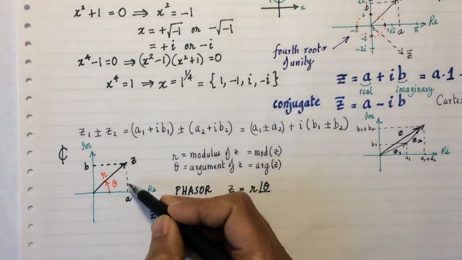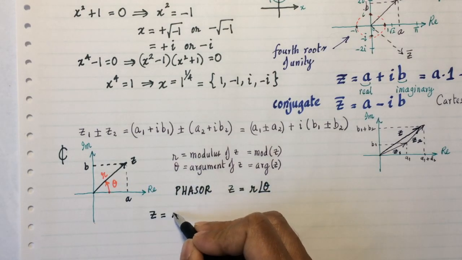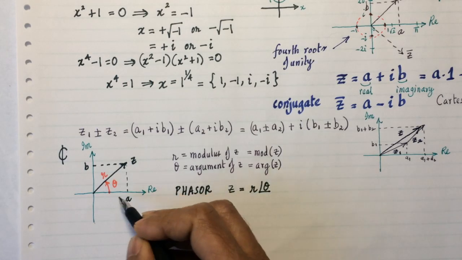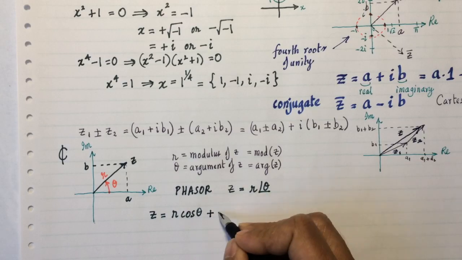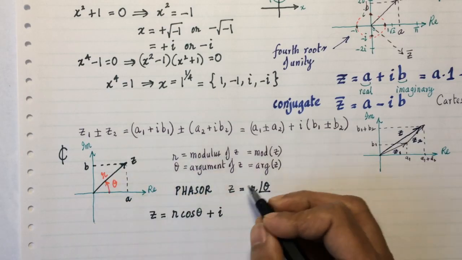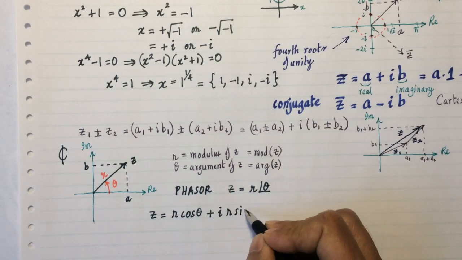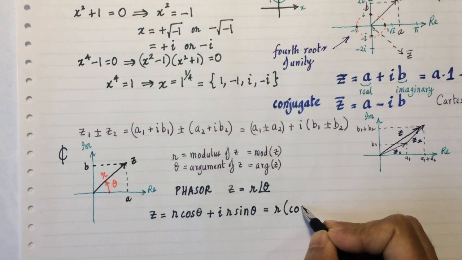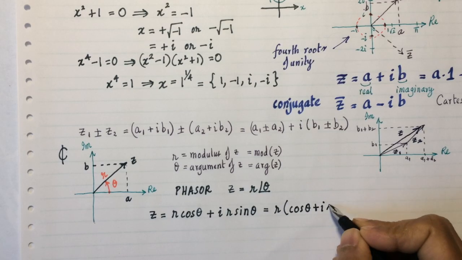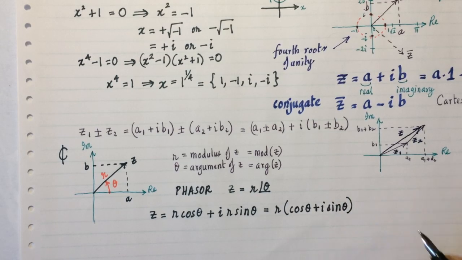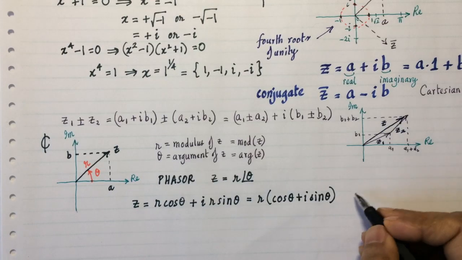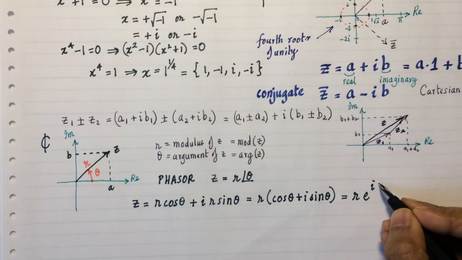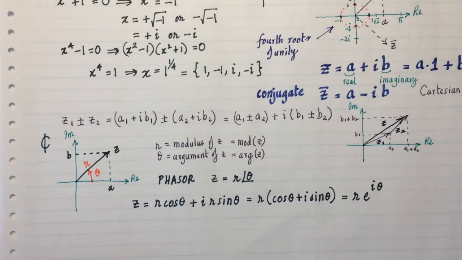We know that A has to be r cosine theta. So it's r cosine theta times the unit vector 1, which I won't write, plus I times r sine theta. That's the y component. So I can take the r outside, and I end up with cosine theta plus I sine theta. Well, the great mathematician Euler showed that this is equal to r times e to the I theta, where e is the usual exponential function.